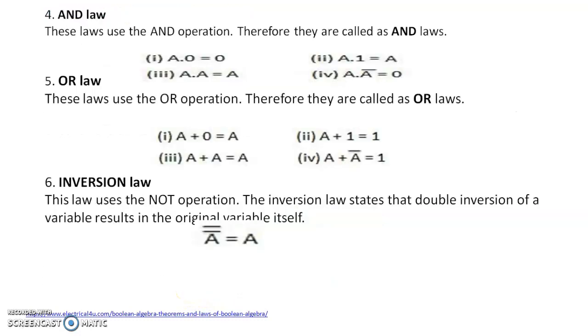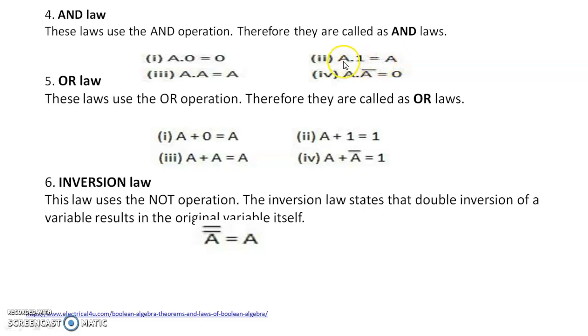Next is the AND law. In the AND laws, we use the logical AND operation that we already studied. In the AND truth table, only if both inputs are high will the output be 1. Therefore, they are called AND laws. The first law is A into 0 is equal to 0. When we multiply any number with 0, the output will be 0. Second, A into 1 is equal to A. When we multiply the input with 1, the output will be A.